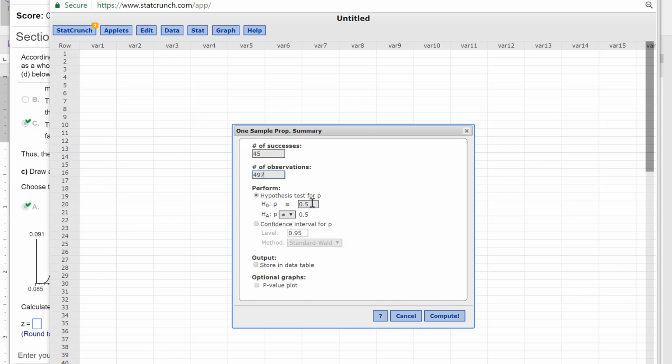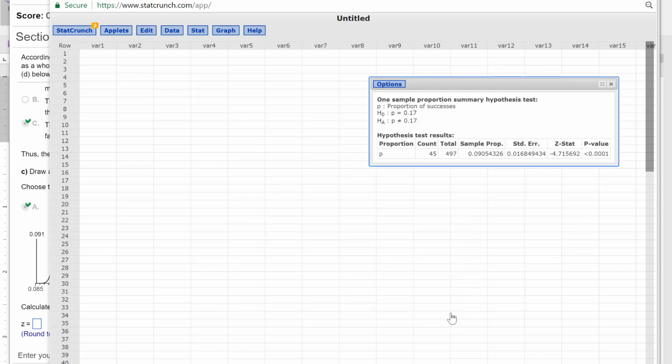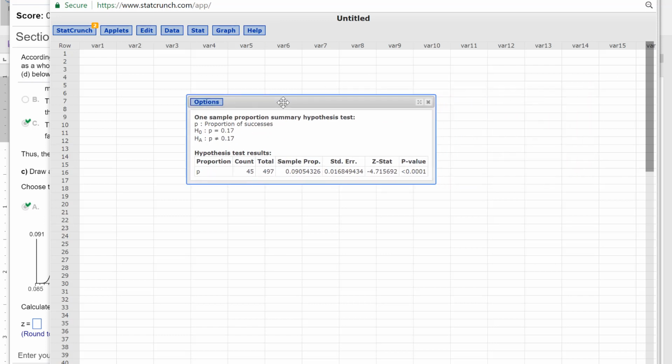And we're doing a hypothesis test. And what was our P sub 0? 0.17. And make sure you choose the right alternative. It was not equal to, the two-tailed. And we don't need to do these two, so just press compute. And here we go. So there's our proportion. Look at that to make sure it's the same as what we computed by hand. That was pretty easy. Here's our test statistic.